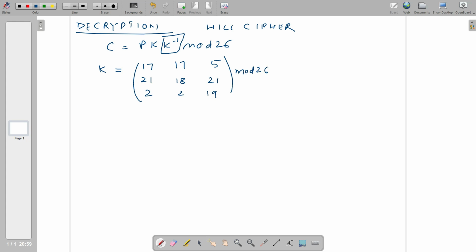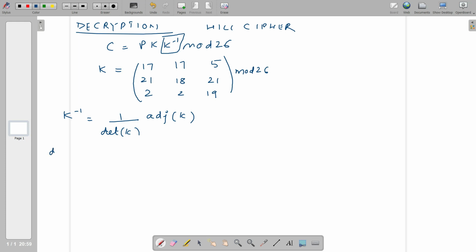If we want to calculate the inverse of any matrix, K inverse is going to be 1 upon determinant of K, times the adjoint of K. This is the formula for K inverse. I suppose all of you know how to calculate the determinant of K and the adjoint of K, but because we are discussing decryption, I will show you with the help of an example.